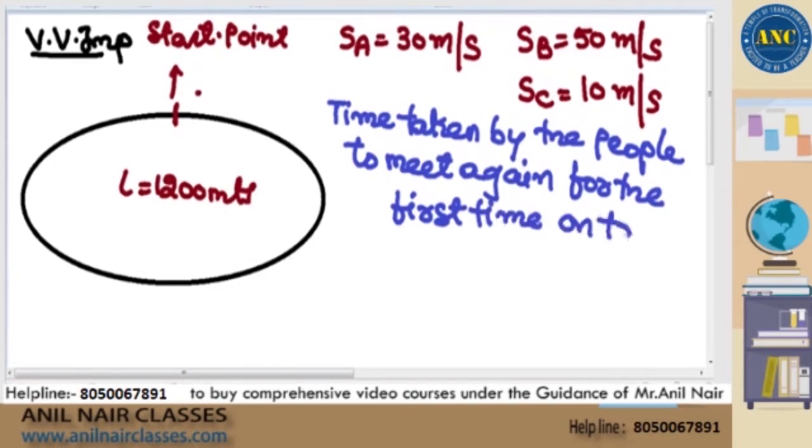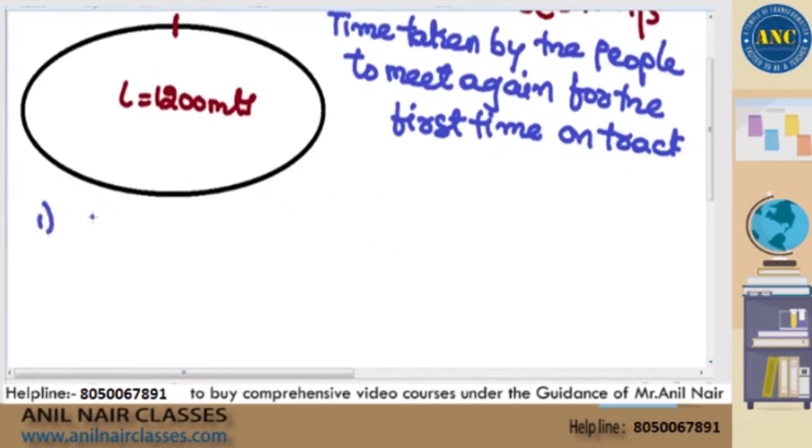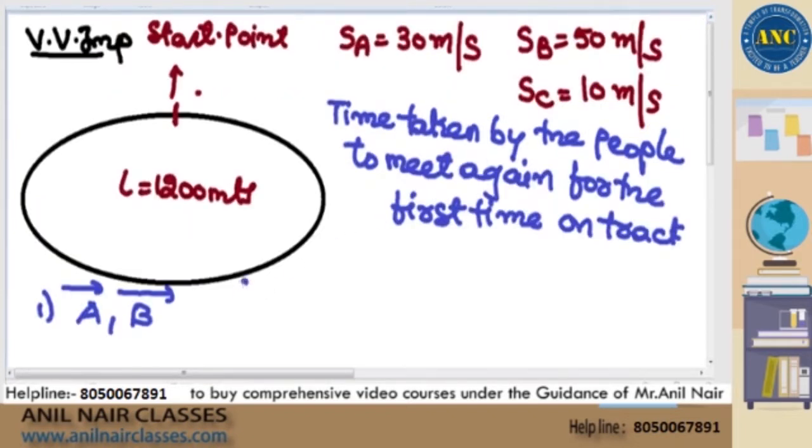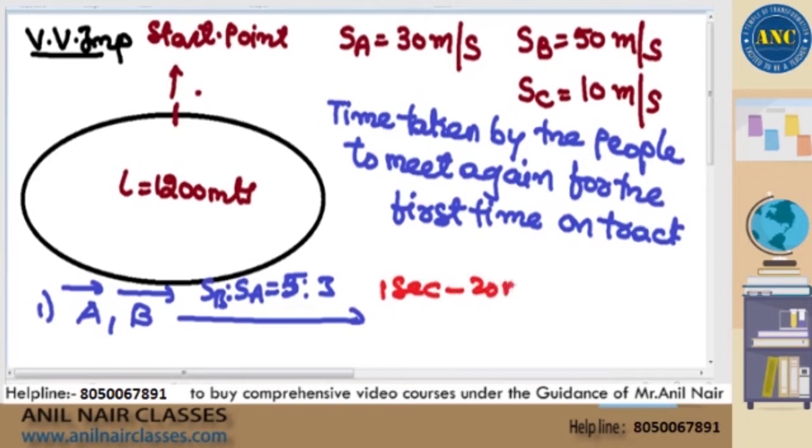Listen carefully, I will do some 6 to 8 questions. First one, A and B are moving in the same direction. SA is to SB will be 5 is to 3, so they will meet after 1 second, B will take a 20 meter lead, 1200, it will be 60. So the time taken will be 60.